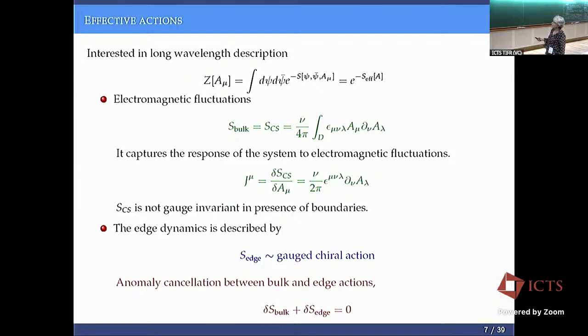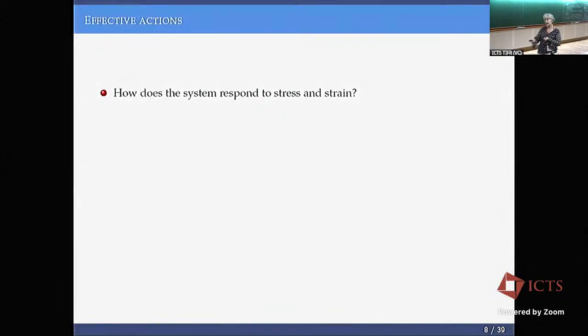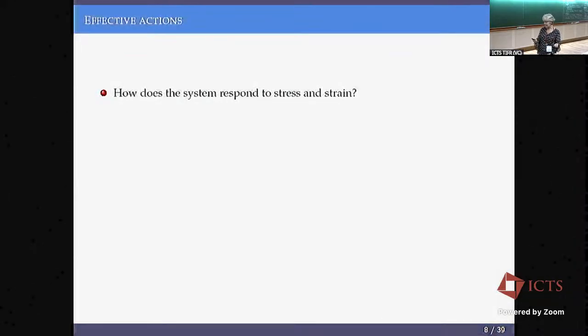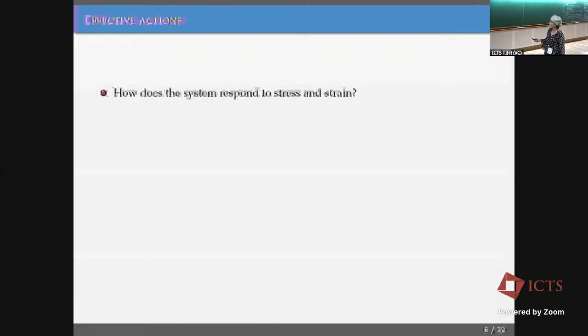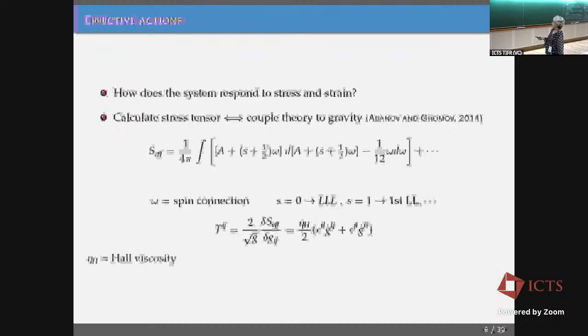Okay, now another question that people ask is, how does the system respond to stress and strain? So even if I'm on a flat surface and I deform the lattice a little bit, how does the system respond? So for that, one has to calculate the stress tensor. We couple the theory to gravity. This is a non-relativistic system. Okay, so this was done by these people.